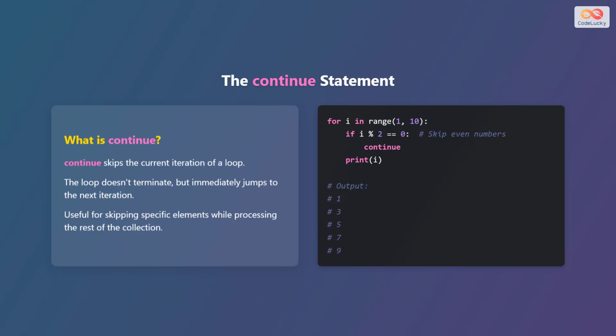For example, consider a for loop that iterates through numbers from 1 to 9. If the number is even, the continue statement is executed, skipping the print statement for that number. As a result, the output will only include odd numbers, which are 1, 3, 5, 7, and 9.